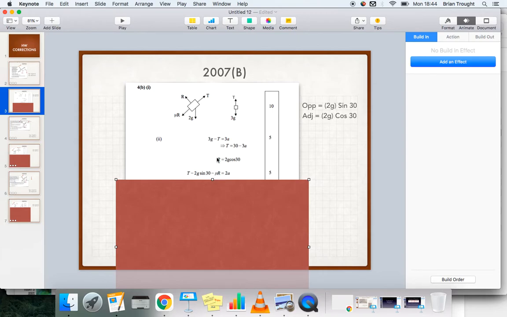And then the third equation is perpendicular to the plane, like so. There's no acceleration perpendicular to the plane. So as a result, that force minus the component of the weight perpendicular to the plane, which is that, are equal to 0. And when you rearrange it, you get this thing here. So you've got three equations, and we now need to solve for what we're looking for.